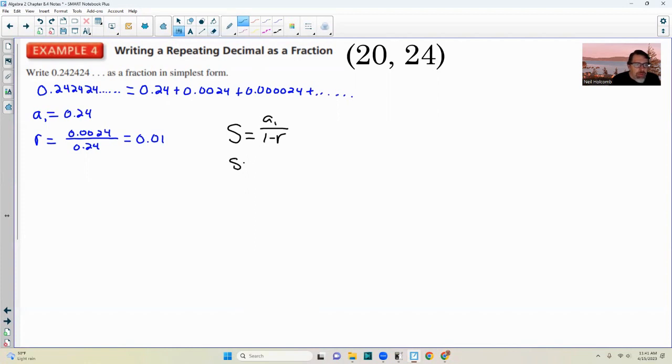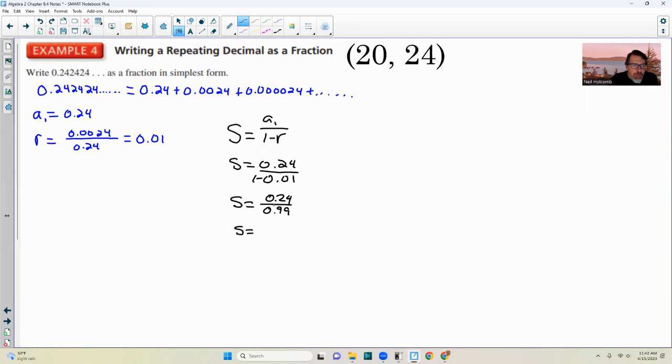Substitute our givens. A sub 1 is 0.24, and we're going to divide that by 1 minus 0.01. And then S equals 0.24 divided by, well, 1 minus 0.01 is 0.99. Okay, well, this can be simplified.